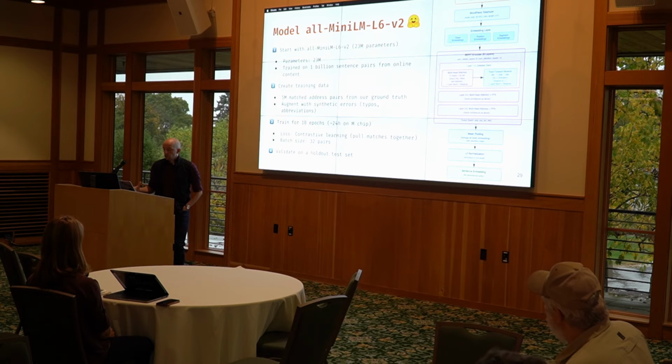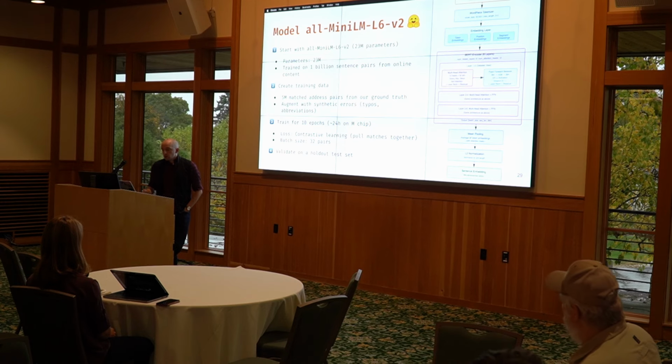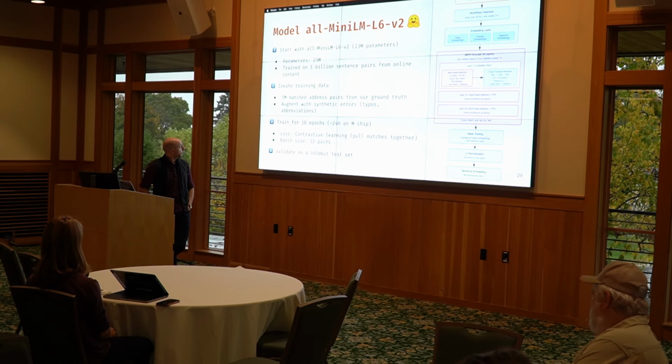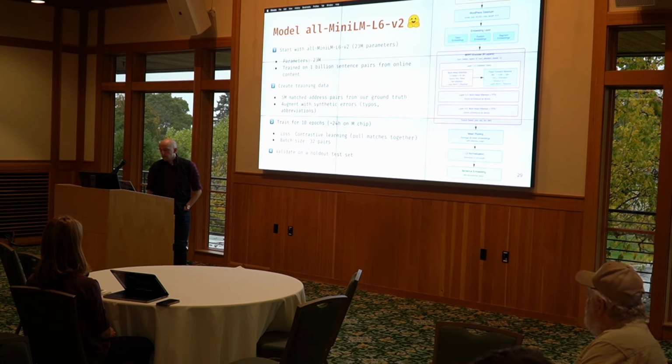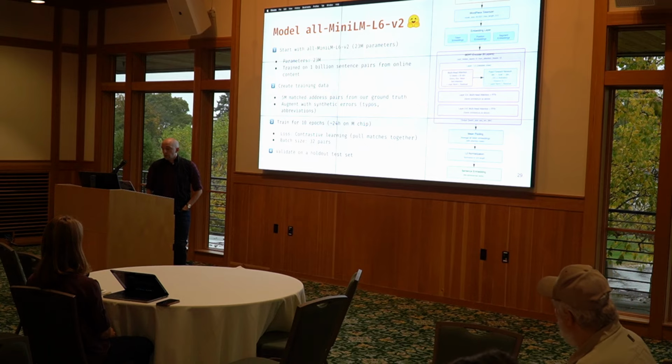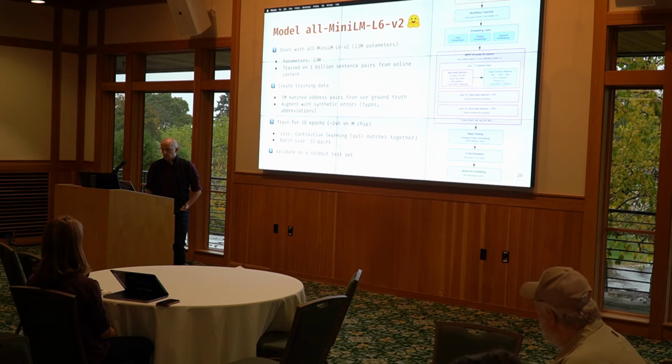Then what we have to do to perform the fine-tuning is come up with our own training data and loss. For the training data, I picked 5 million pairs that were basically outside of the 5 million that we're looking at as our benchmark. I augmented that data set with common typos, abbreviations, things like that. And then we trained that model on contrastive learning, using the cosine similarity that we saw.